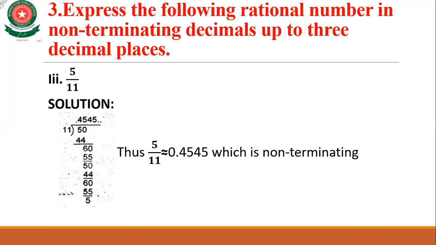Again, we will put 0. Then we multiply 5 with 11, we will get 55. Then again, the remainder will be 5, and we multiply 4 with 11 to get 44. And the equation goes on so on. As we know that we have to put only 3 decimal places, now 5 over 11 is approximately equal to 0.4545 and so on, which is a non-terminating decimal number.